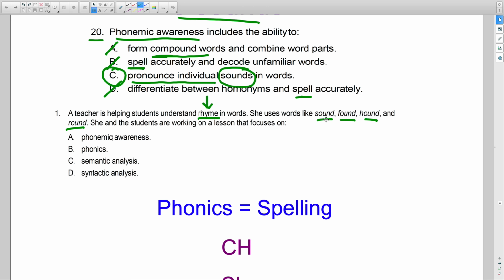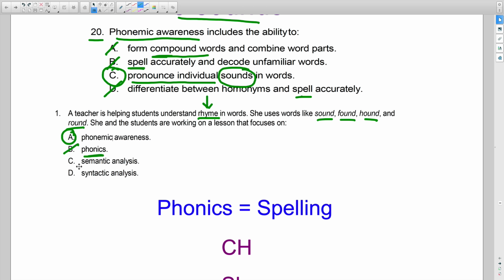Now, in this instance, sound, found, hound, and round are all spelled similarly, so this could be tough, because you have the O-U-N-D, O-U-N-D, O-U-N-D, and O-U-N-D. But when we're talking about rhyme, we're talking about the sounds in words. So phonemic awareness is going to be my best bet here. Phonics has to do with spelling, and we're not concerned here with the spelling. We're concerned with the way the words sound.